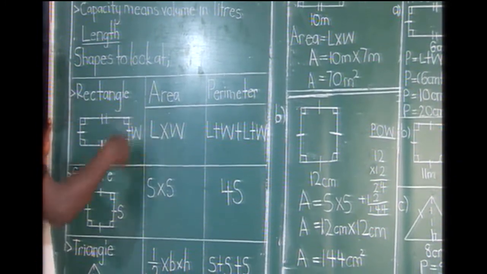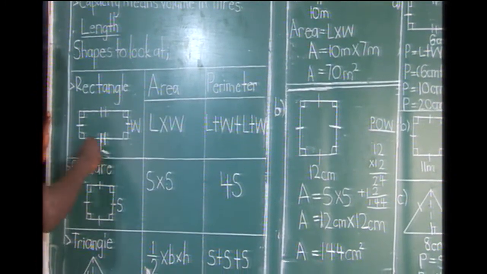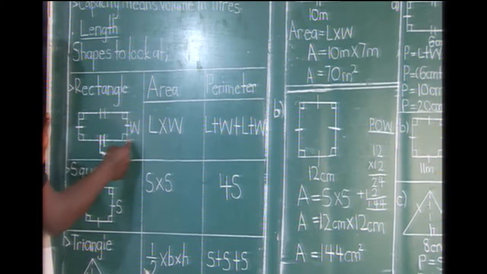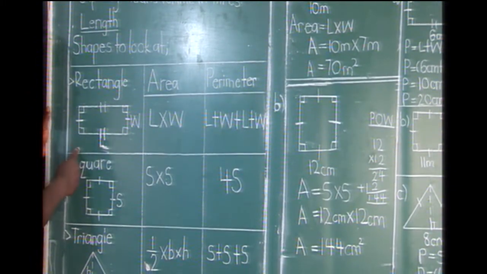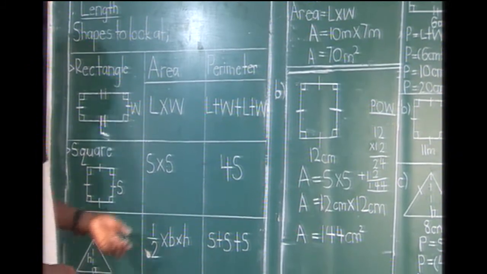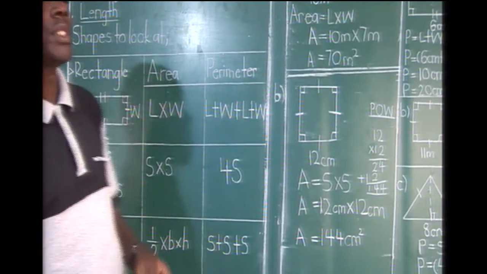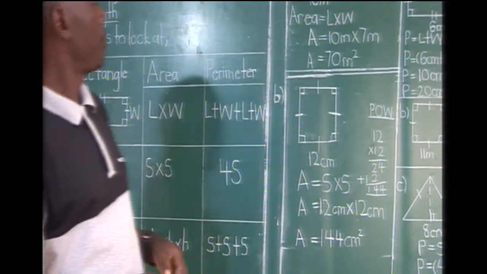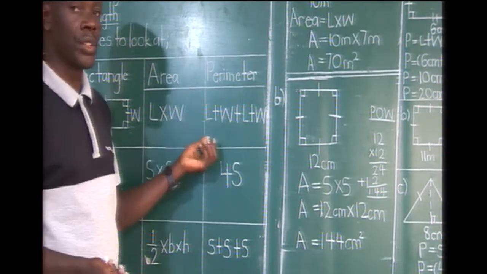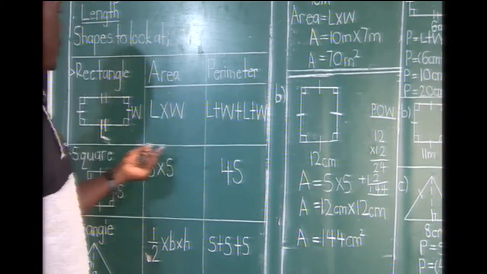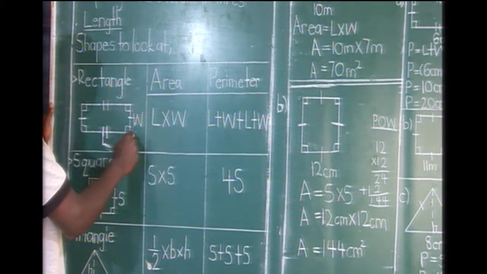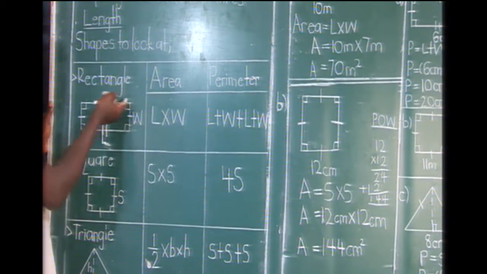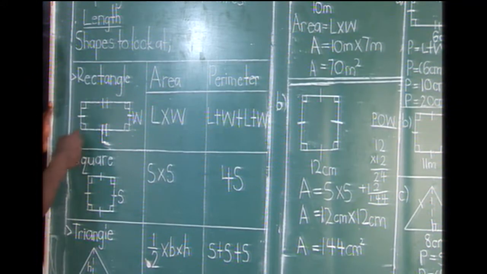That is why the perimeter of a rectangle equals length plus width plus length plus width. The fact being that perimeter means total distance around any given shape, it's formed by addition around a given shape. So we add. We say perimeter of a rectangle equals length plus width plus length plus width.